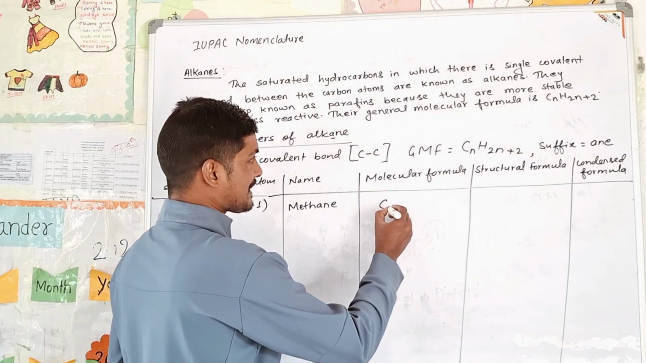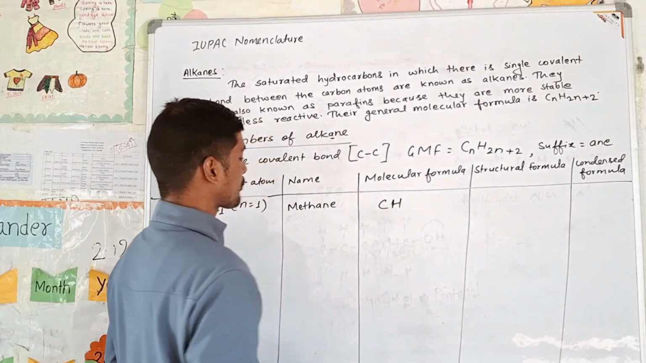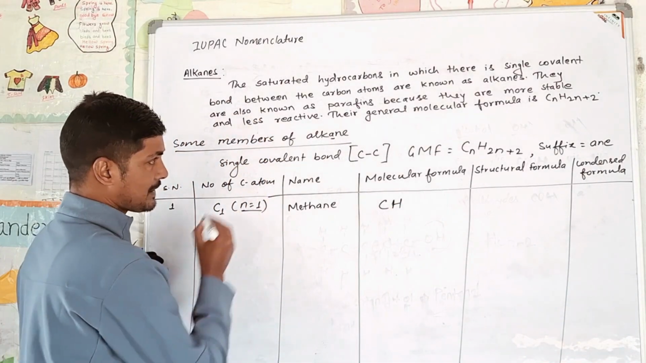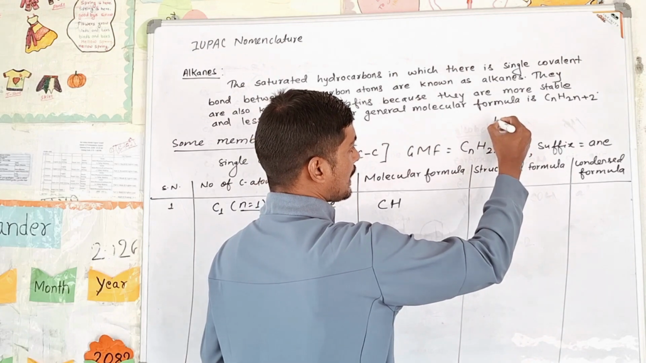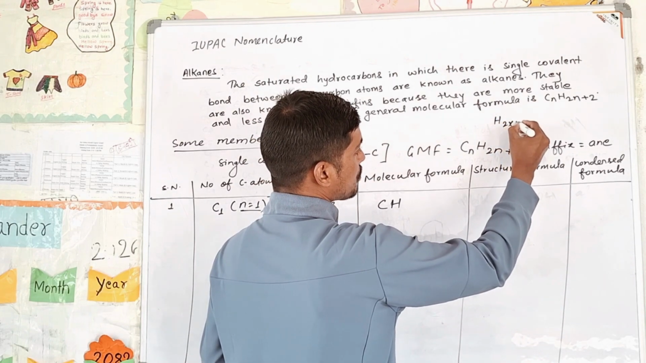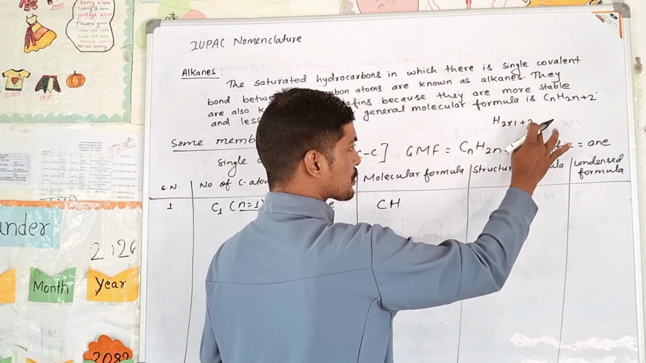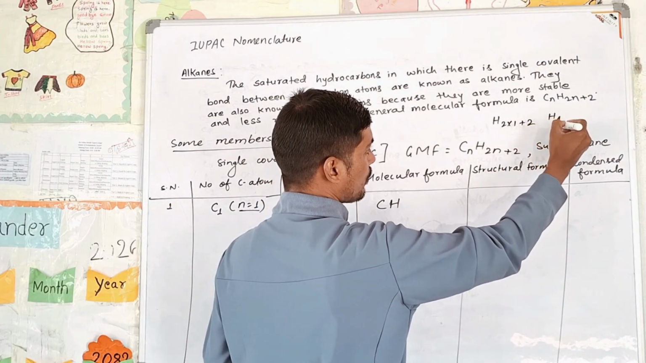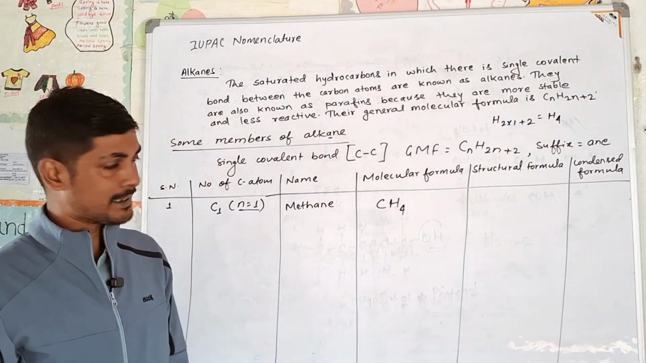So C, and H, how many? N is equal to 1 here. So H will be 2 into 1 plus 2. It means 2 into 1 is 2, plus 2 is 4. H4. CH4 is the molecular formula of methane.